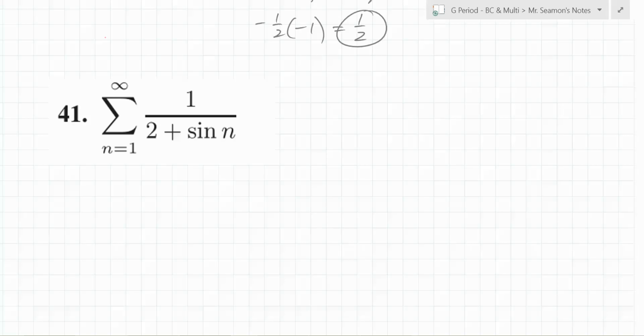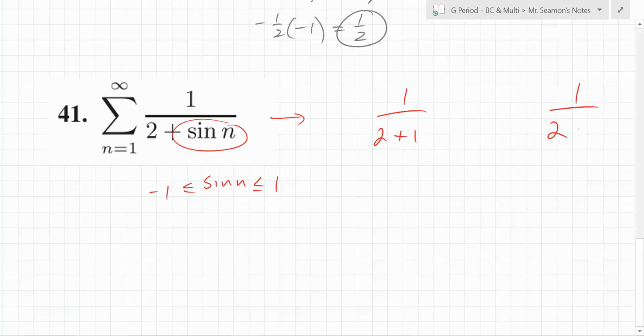the sine, right? What's the thing you have to remember about sine n? No matter what you plug in, what is it? Less than 1. And greater than or equal to? Negative 1, right? So what are the extreme values of this? It could be 1 over 2 plus 1, or 1 over 2 minus 1. All of the values are in between those. What's 1 over 2 plus 1? 1/3. And the other is 1. All of the individual terms are between 1/3 and 1.